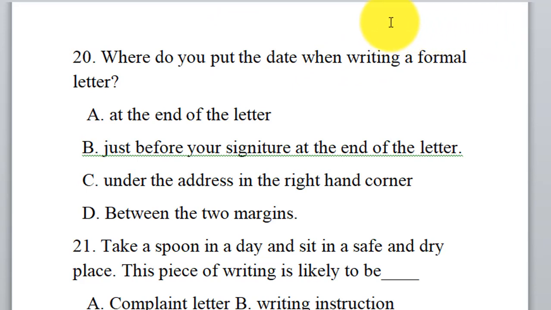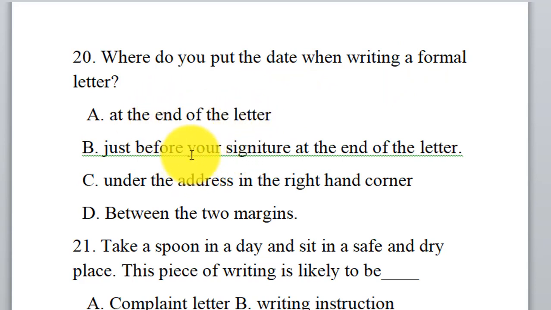For instance, here: Bole subcity, Addis Ababa. Look here: Bole subcity, Addis Ababa, kebele 09. Here is PO box 0909. Date here. So the heading of a formal letter consists of the address and date here. Heading and date. What does the heading contain? It contains the address and date.